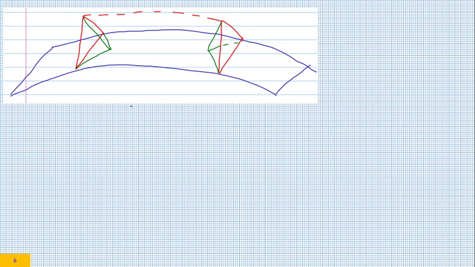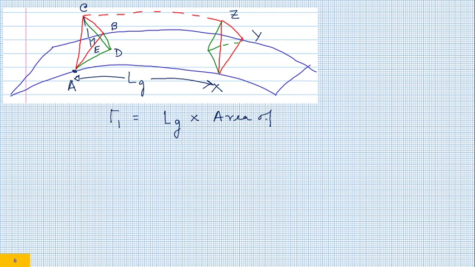So first thing first, gamma 1. For calculation of gamma 1, let us call this A, let us call this B, let us call this C. This is X, this is Y, this is Z, maybe this one is D, and after that I will drop a perpendicular which is E. So what is gamma 1? Gamma 1 is LG, this distance, into the area of triangle ABC.